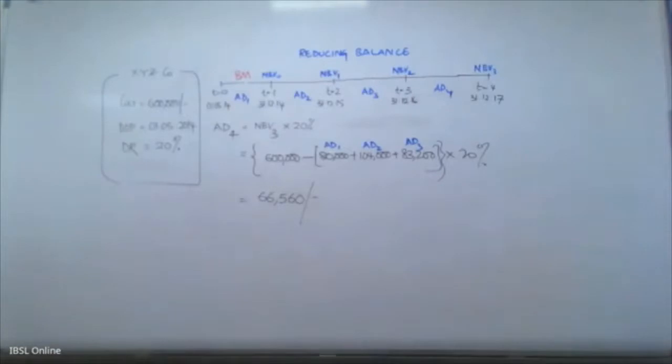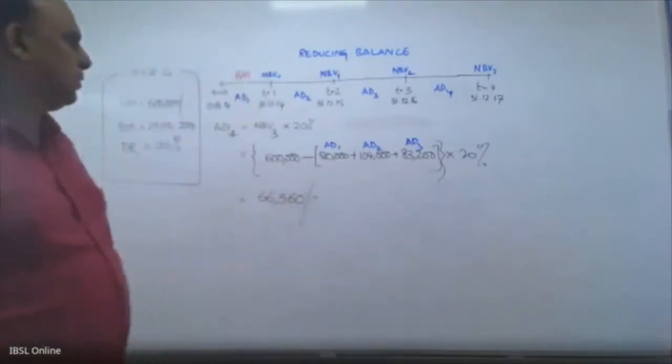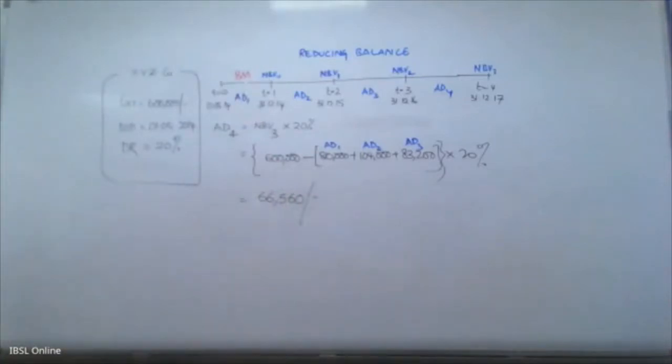So I'm told that the answer is 333,760. Hope it's correct. So that means these three plus this. 267. Yeah, I think it's correct. Okay. Right. So let's quickly go to the next method. Sum of years digits method.